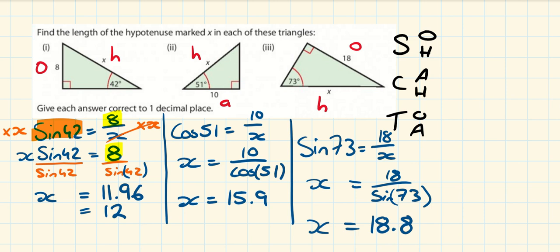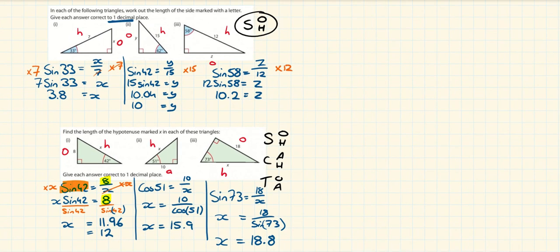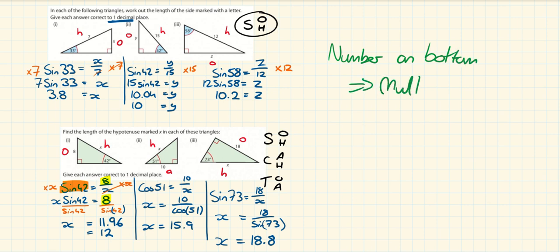So solving these right angle triangles, I'm just going to zoom out so we can see them all. Might be a bit small. You can screenshot it if you want. So if you've got the number on the bottom of the fraction, you just multiply. It's nice and easy. And if the number is on the top here, you will divide.